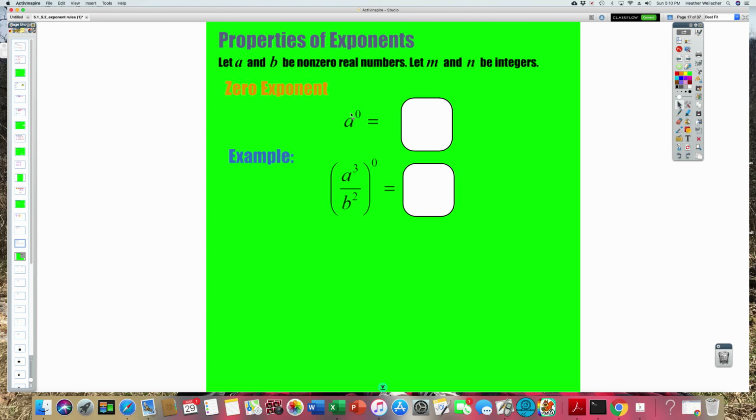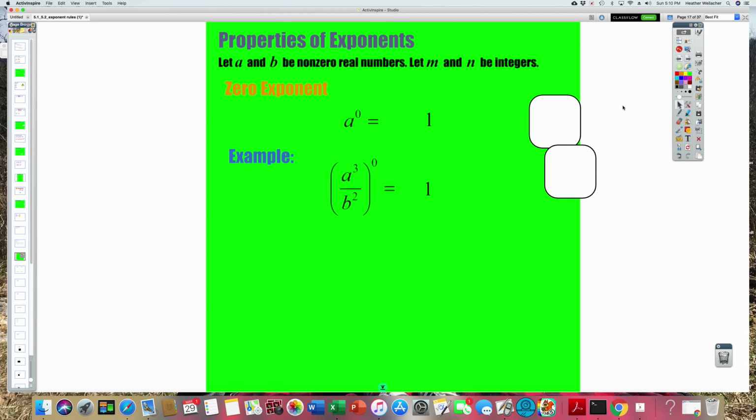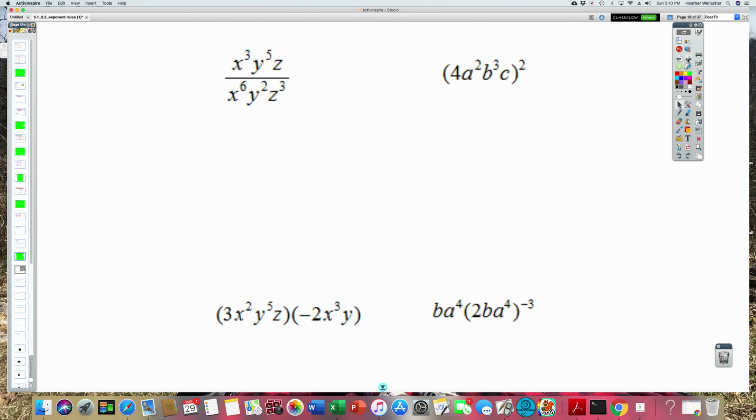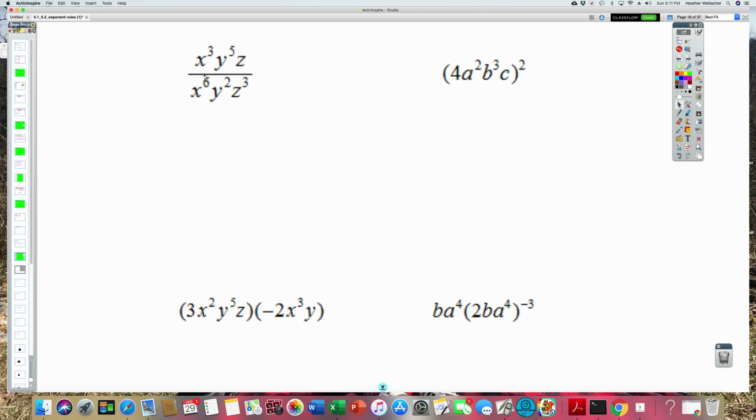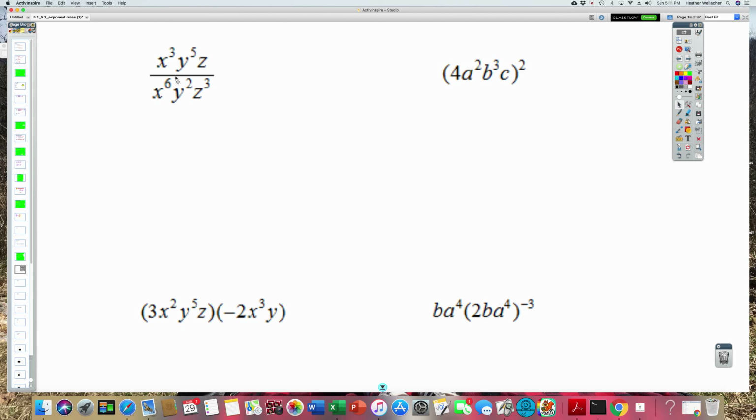So the first blank here, a to the 0, is 1. The second example, since the parentheses are here, it means this entire quantity is to the 0. And again, I just get 1. So here are some examples here that have a lot going on. You don't have to do them all, but what I would encourage you to do is to take a second, pause the video, work one, and then check your answer with me. So how about we do this one here? So I would pause it, try it on your own, play the video, and check with me.